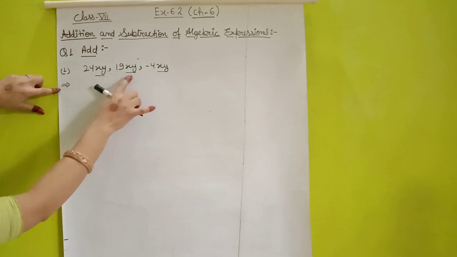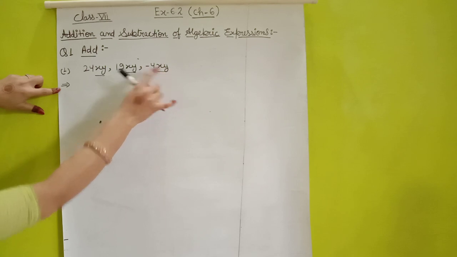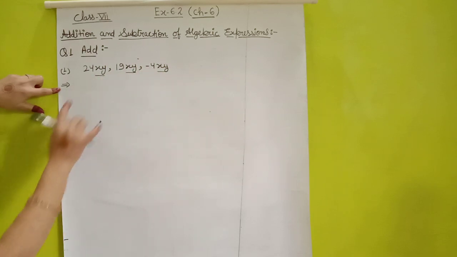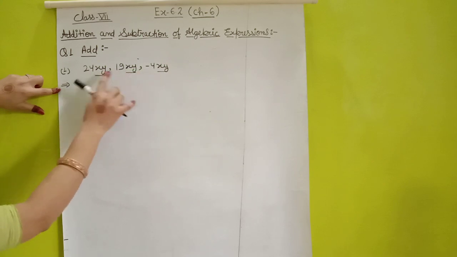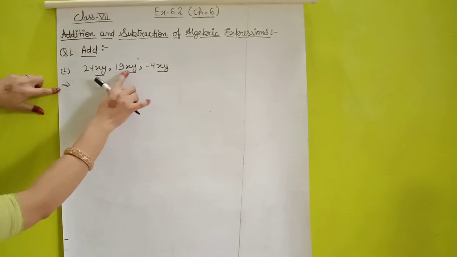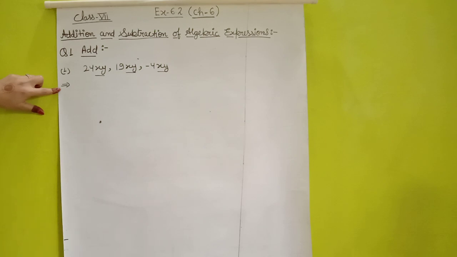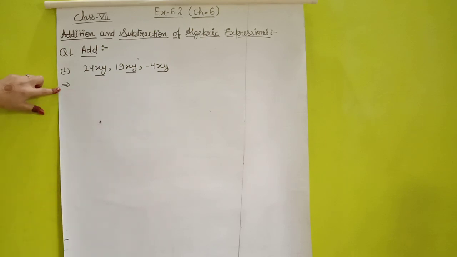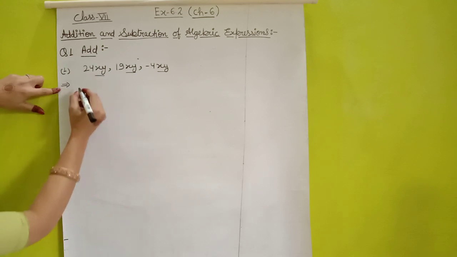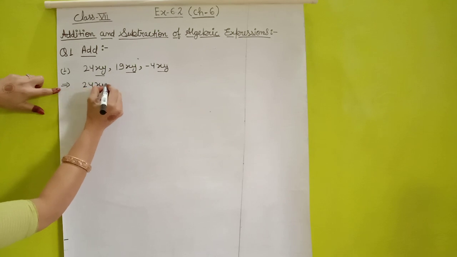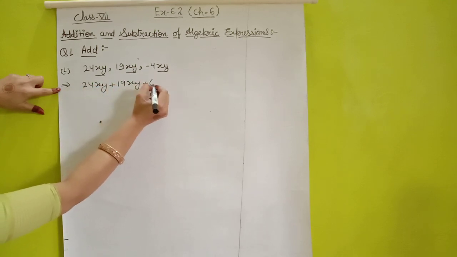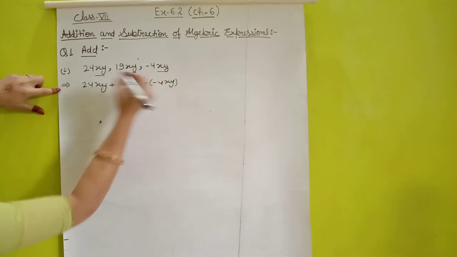24xy, 19xy, minus 4xy. So xy, xy. Variables are same. Even powers also same. x is having power 1, y is power 1, here also and there also. It means the given terms are like terms. They are like. So easily we can add 24xy plus 19xy plus minus 4xy.